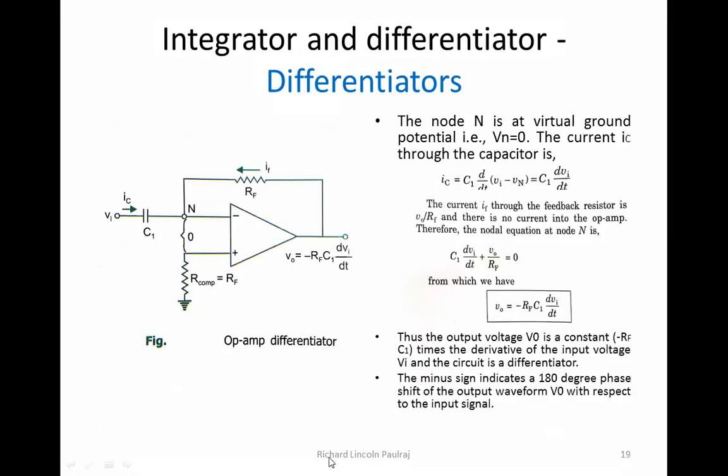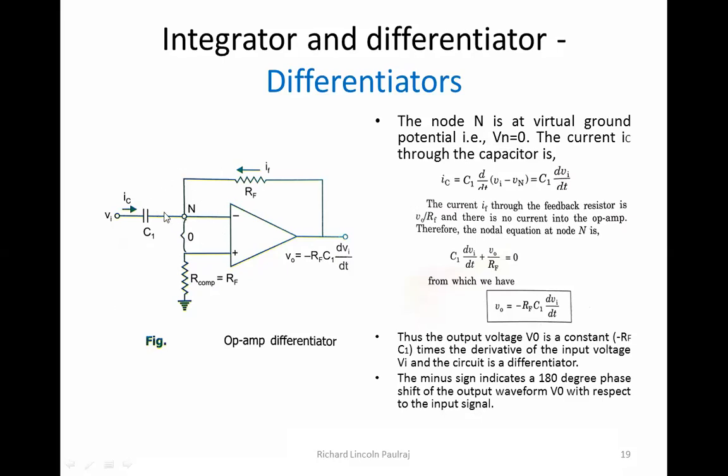Now we will look at some equations, right? So we will see how these are actually impacting. So we will look at node N. So the node N is at virtual ground. Why is it at virtual ground? Because this is connected to ground via RF, right? So this also will be at virtual ground potential. So at node N, the voltage is going to be 0. So the voltage at this is going to be 0.